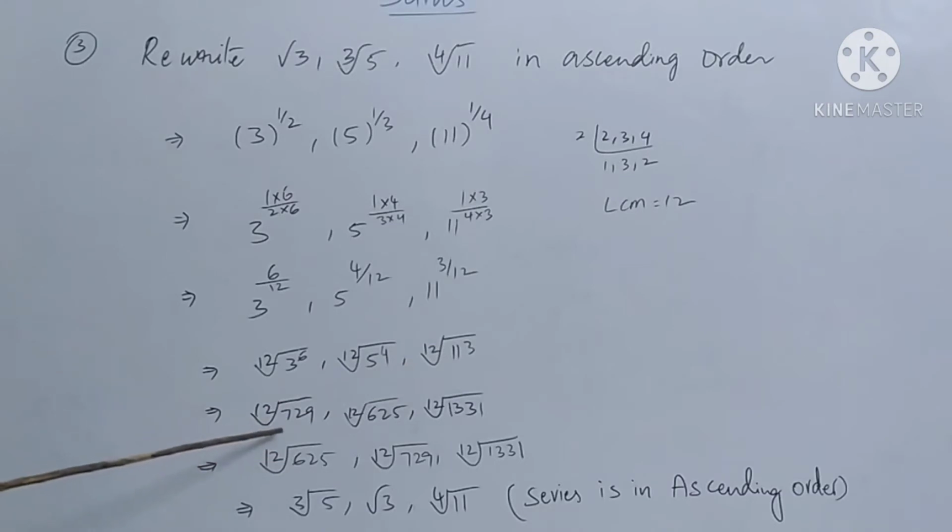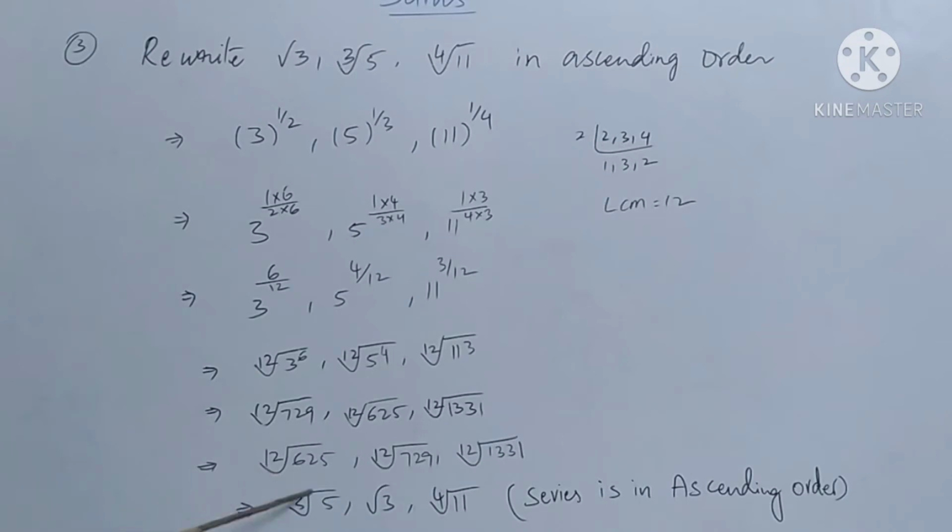So we get 729, 625, 1331. These are all 12th roots, of 12th order. Now just arrange them in ascending order. So we get 12th root of 625, 12th root of 729, 12th root of 1331.